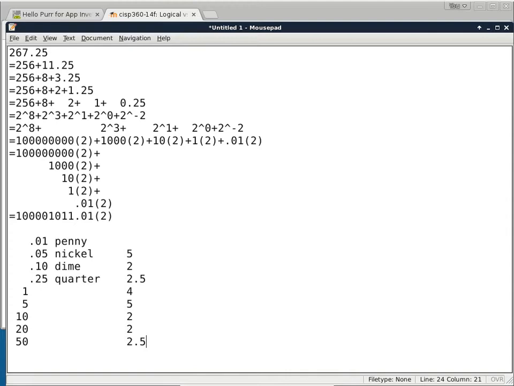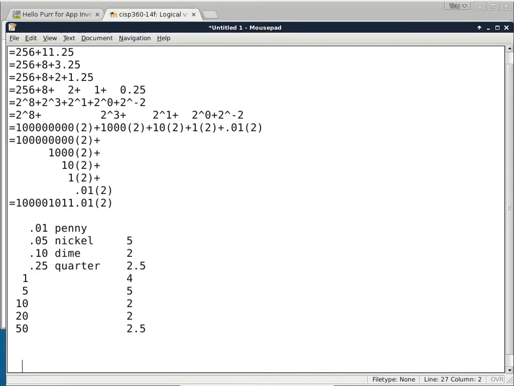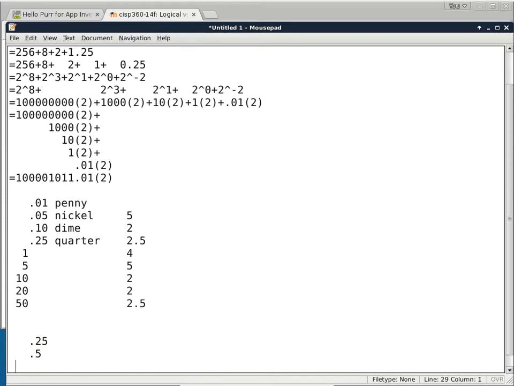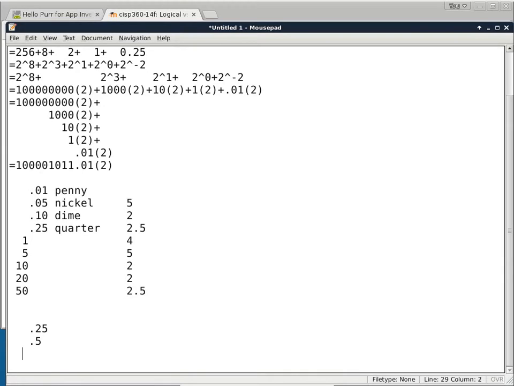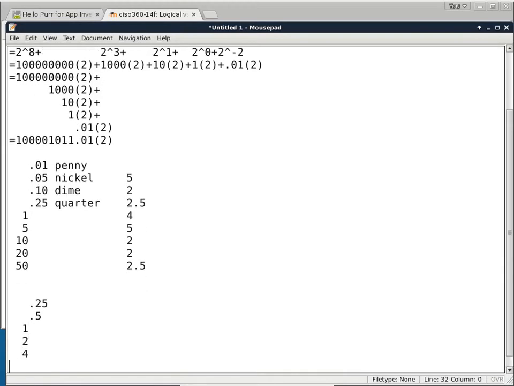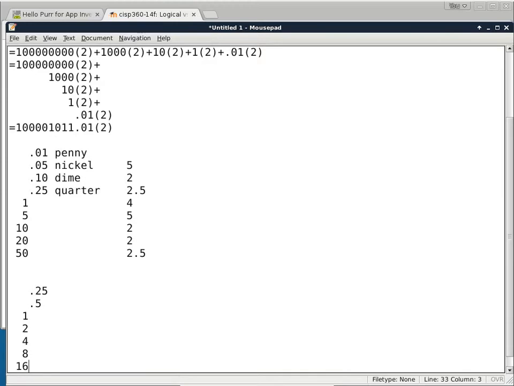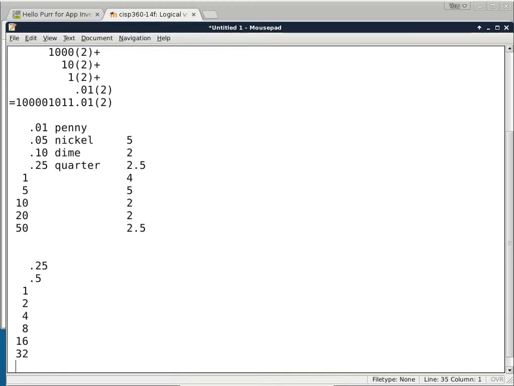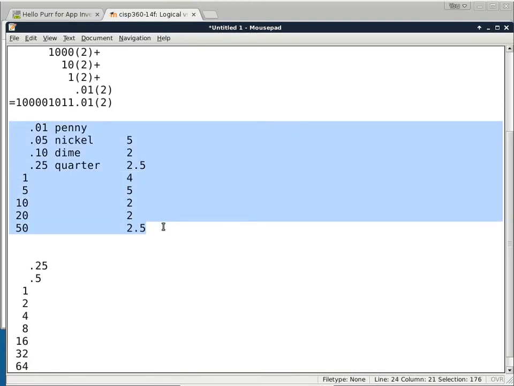Okay. Now, if you look at the other money system that I want you to think in, okay? So we have 0.25 as a quarter, 0.5 as a half, 1, 2, 4, 8, 16, 32, 64. Is there a pattern? Yes. There's definitely a pattern. Okay? So that's why if you can deal with this, you already know more than what you need in order to deal with binary numbers.